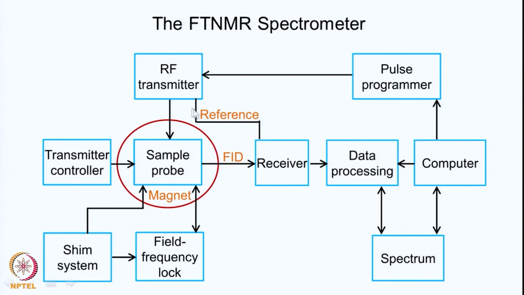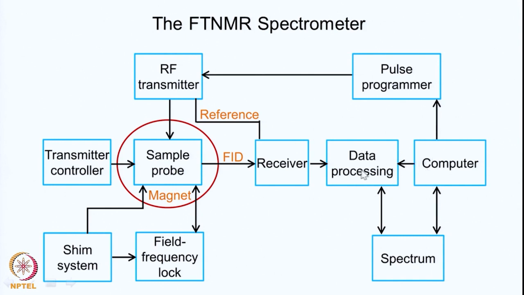This basic transmitter frequency omega naught is subtracted here from the signal that you are collecting from the sample, and therefore it amounts to saying that we are collecting the signal in the rotating frame. And then you do data processing. Data processing means you collect the FID here, therefore you will have to do Fourier transformation, and that becomes the data processing. All this requires a computer.